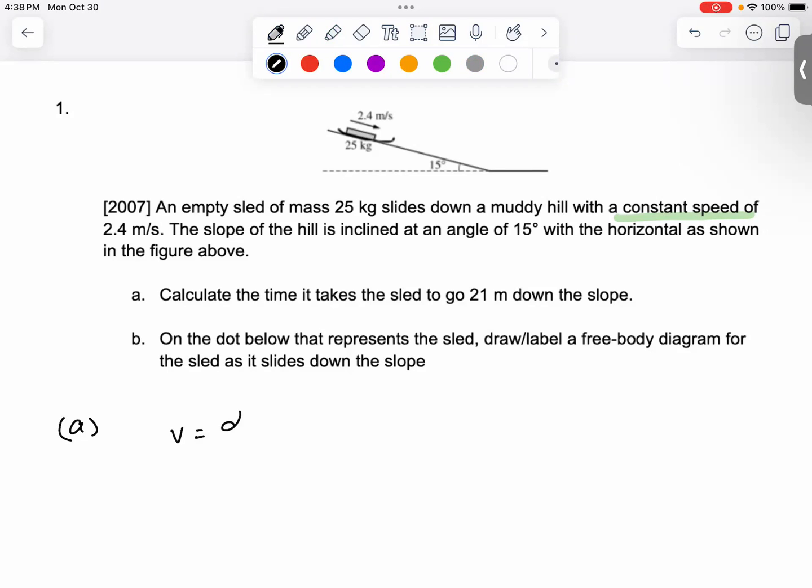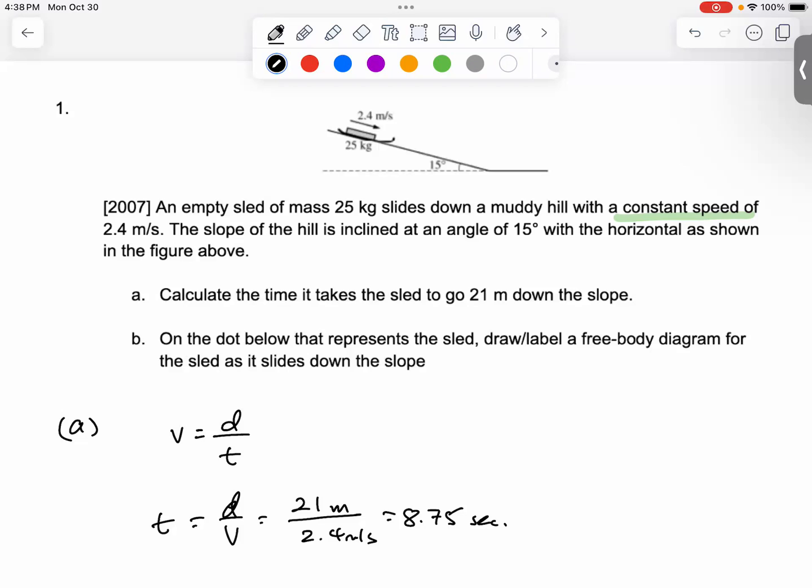That means we can simply use velocity is equal to displacement over time, and to solve for the time, it is equal to what? Distance over velocity, and this is all we need to do. 21 meters over 2.4 meters per second, which gives 8.75. So we have 8.75 seconds as our answer.